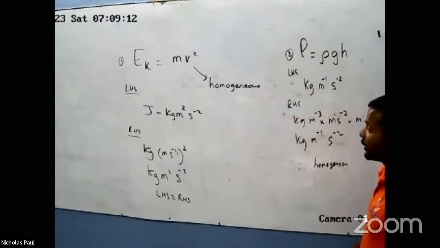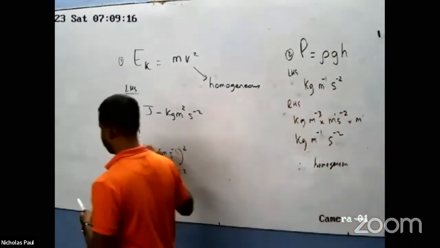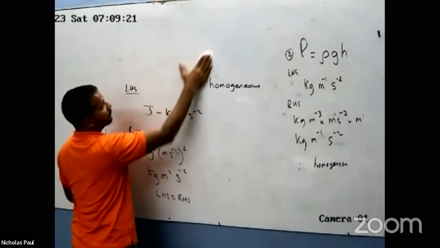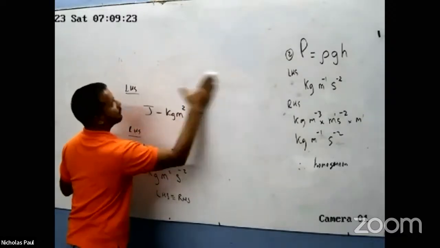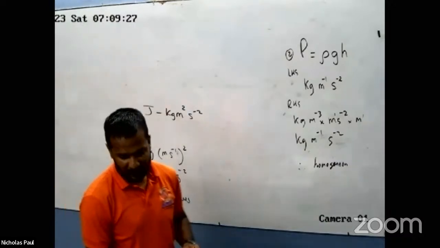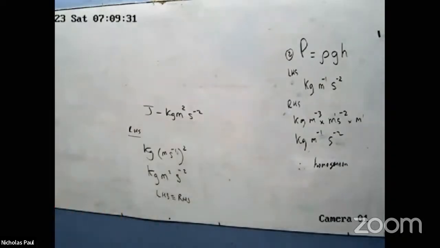So it should have been homogeneous, right? Let's try the next one now. Any questions online? Next one. What is the square root again? Over half, right?